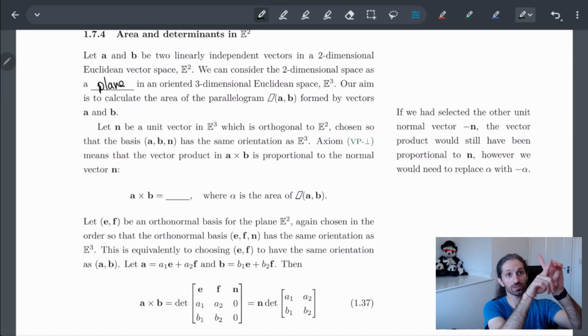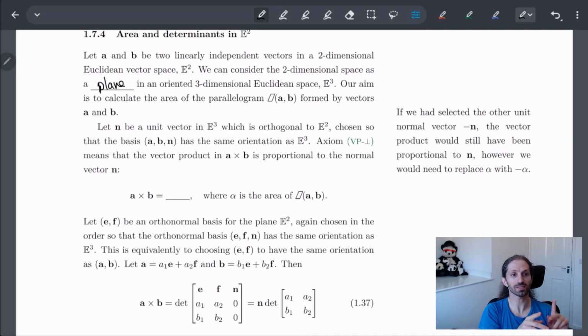Since we have this plane, we're going to let n be a unit vector in E3, which is orthogonal to this E2. So in other words, we take some n, and this is going to be orthogonal. It doesn't really matter which one. If we change sides, then we just have to replace alpha with minus alpha. It's not too big of a deal.